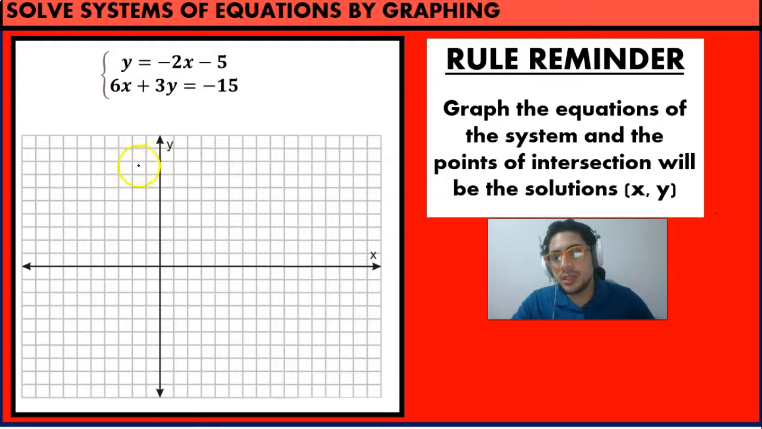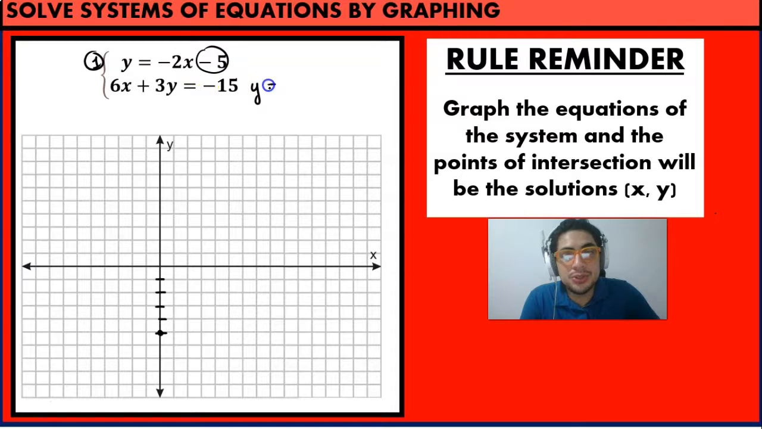Now, our first equation is going to be y equals minus 2x minus 5. So here you can clearly see that the y-intercept is minus 5, so we're going to graph it. So 1, 2, 3, 4, 5, so it's going to be here, right? And then we're going to choose another point, right?